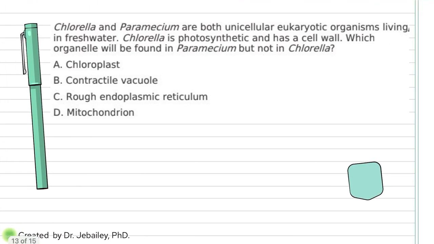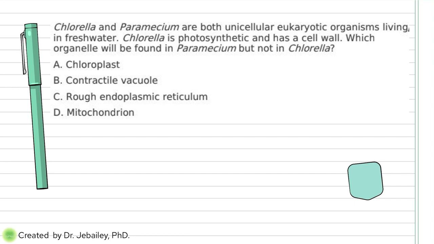And then, of course, let's go for the next one here. This is chlora and paramecium, both unicellular eukaryotic organisms living in fresh water. Chlora is photosynthetic. That means it has chloroplasts, it does photosynthesis, and it has a cell wall. Which organelle will be found in paramecium but not in chlora?